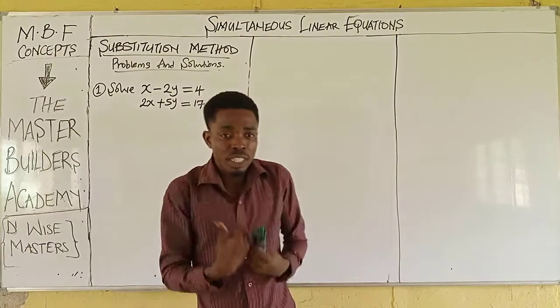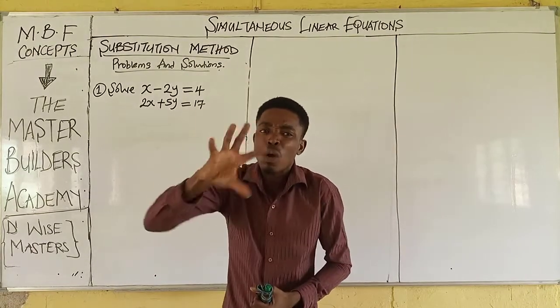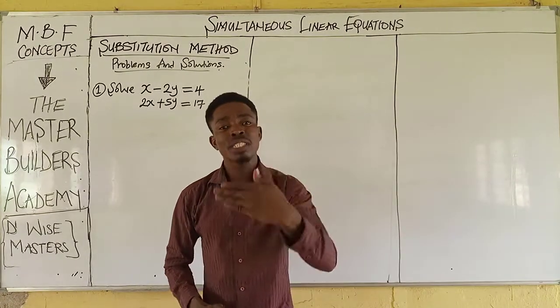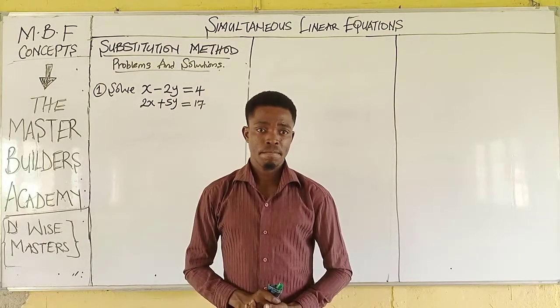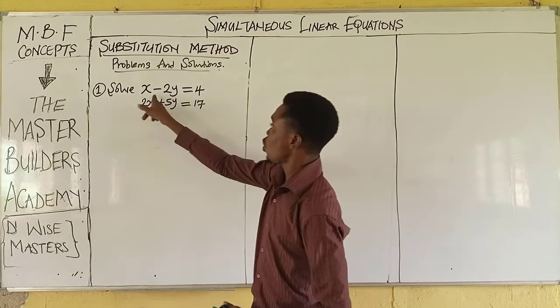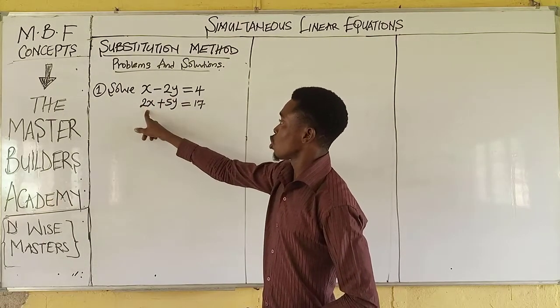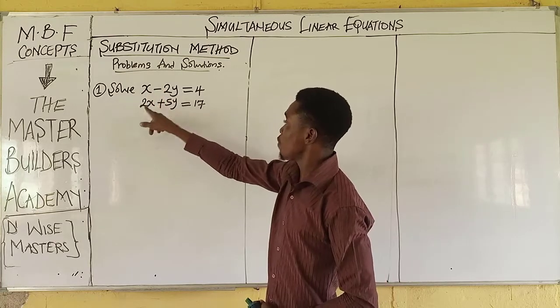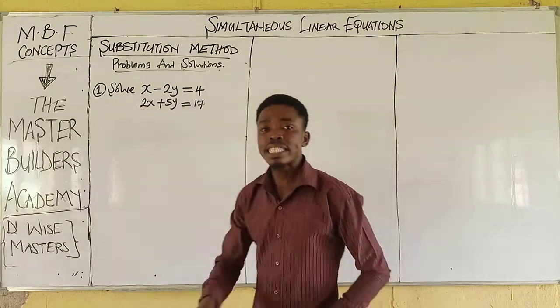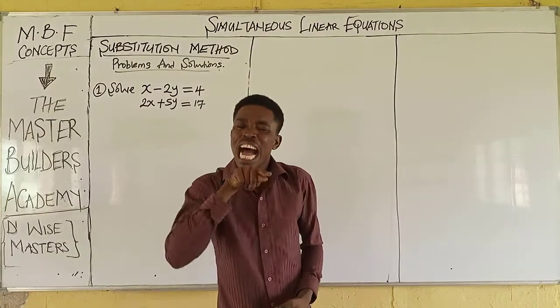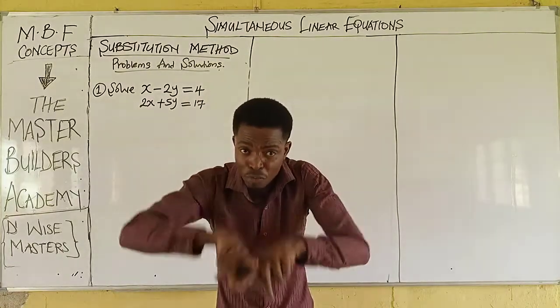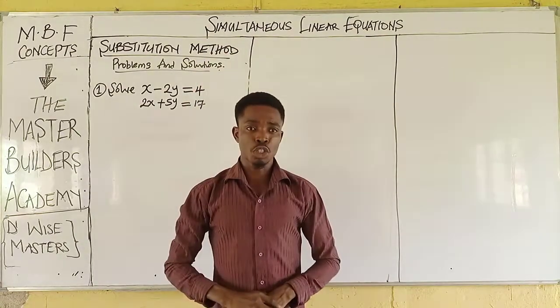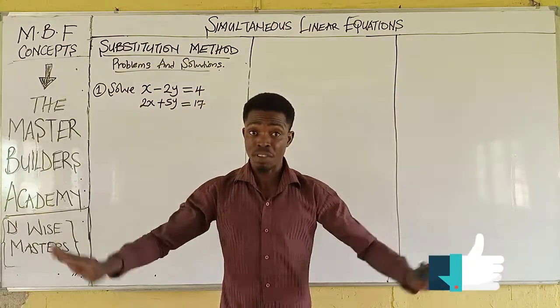To make equation 3, all you need to do is to make one of the unknowns the subject of the formula. If I look at equation 1 here and equation 2, I discover that the coefficient of x here is 1. The coefficient of x here is 2. So it is easier to make the one that has a coefficient of 1 the subject of the formula anytime you are using the substitution method. It makes your solving easier.